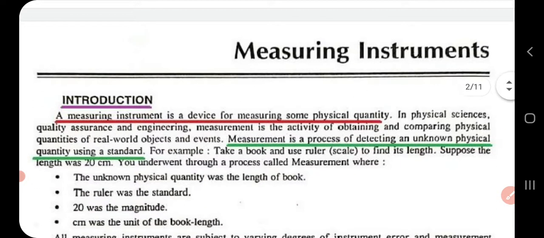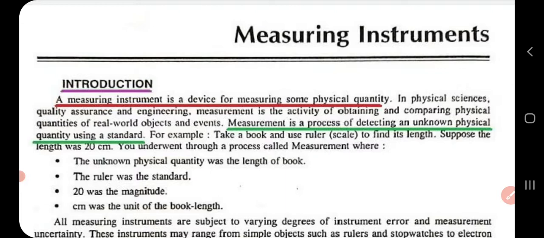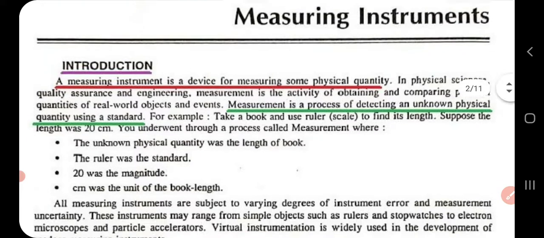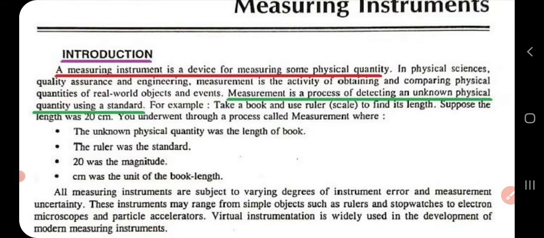so a measuring instrument is nothing but a device for measuring some physical quantity. And now, what is measurement? Measurement is a process of detecting an unknown physical quantity using a standard. That is, if you want to measure an unknown physical quantity, you will need a standard. Based on that standard, you will be able to detect and measure that unknown physical quantity that's given to you. So measurement is the activity of obtaining and comparing physical quantities of real world objects and events.